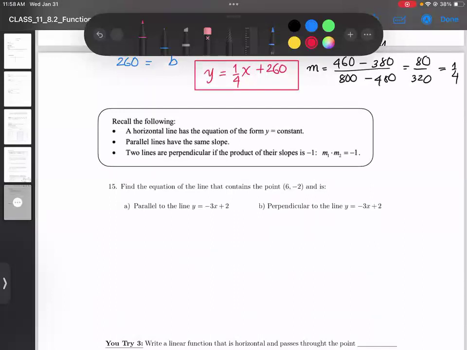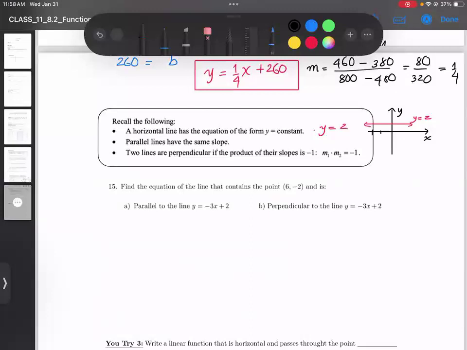Recall, a horizontal line has an equation of the form y equal constant. For example, if I have y equals 2, here's my xy coordinate plane, my x-axis, here's my y-axis. So y equal 2 is going to be a horizontal line. y is always 2, regardless of the x values. You can have x value -1, -2, and when you look up, you always hit y at 2. That's why it's a horizontal graph.